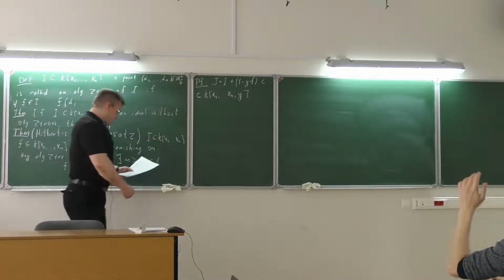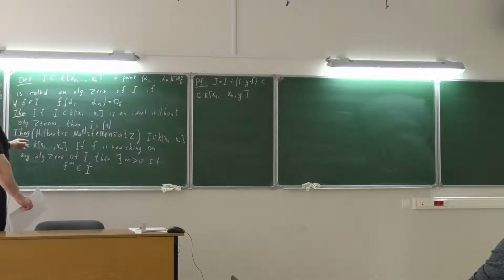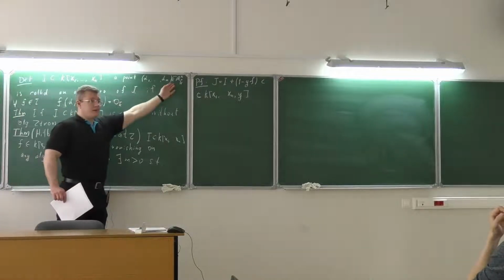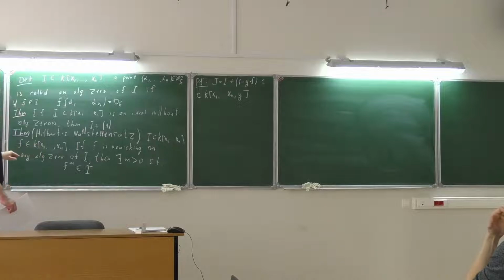Okay. What's with vanishing on any algebraic zero? Well, you consider an ideal, right? You define a bunch of points in the affine space. So you can just take this point and compute on this point this given polynomial f. Vanishing means that this is 0. So any algebraic zero of the ideal is also a zero of this polynomial f.